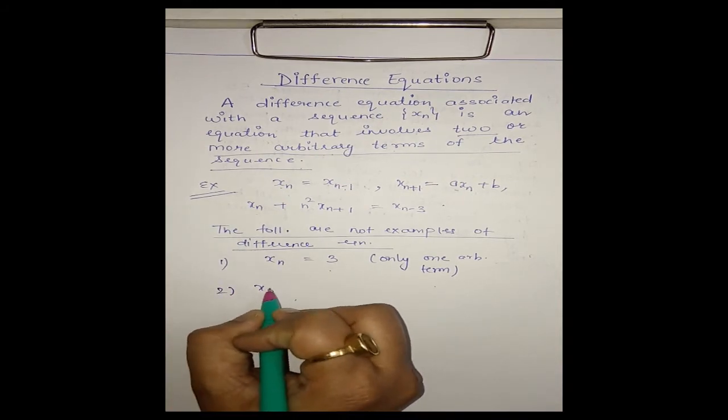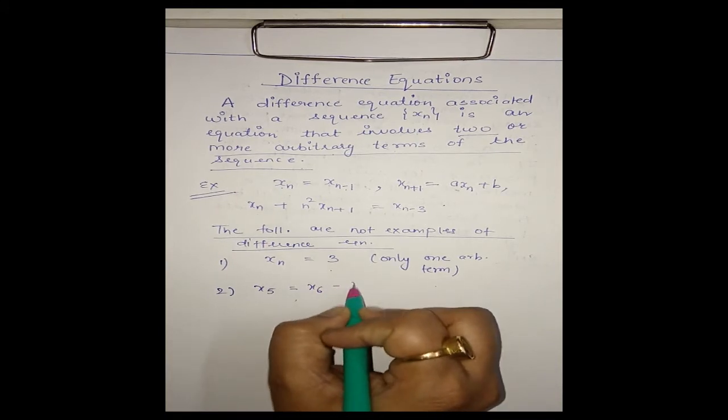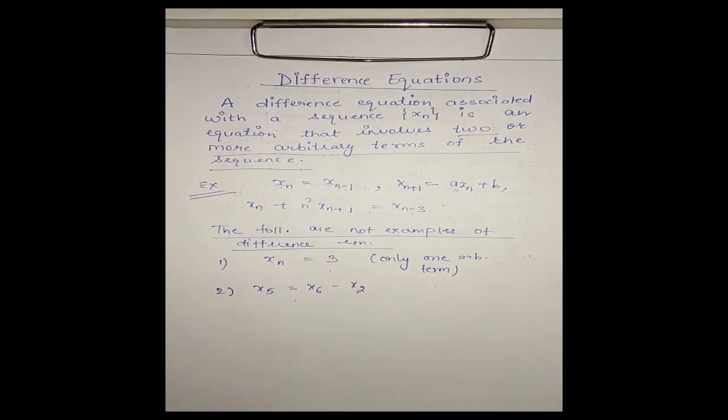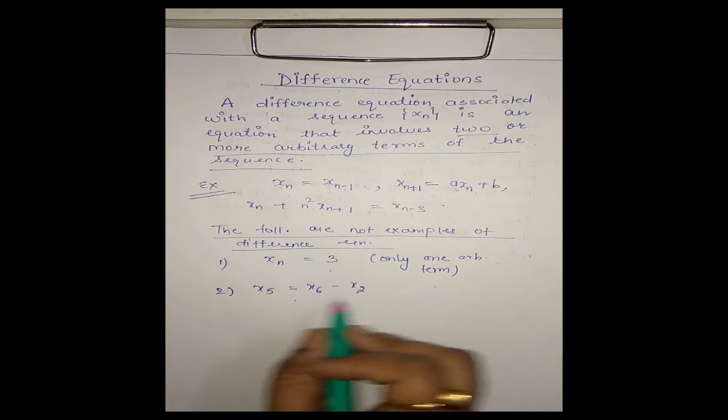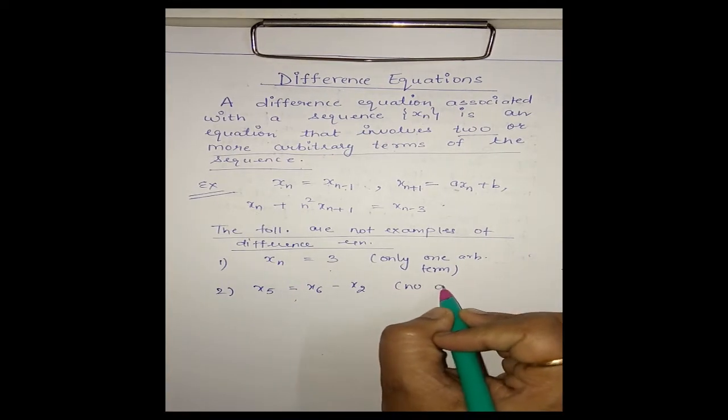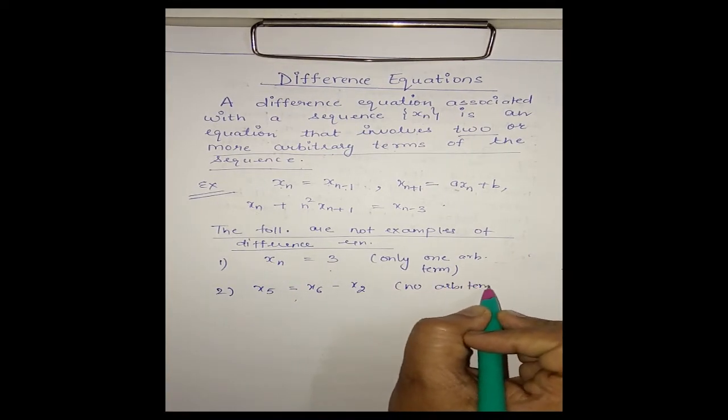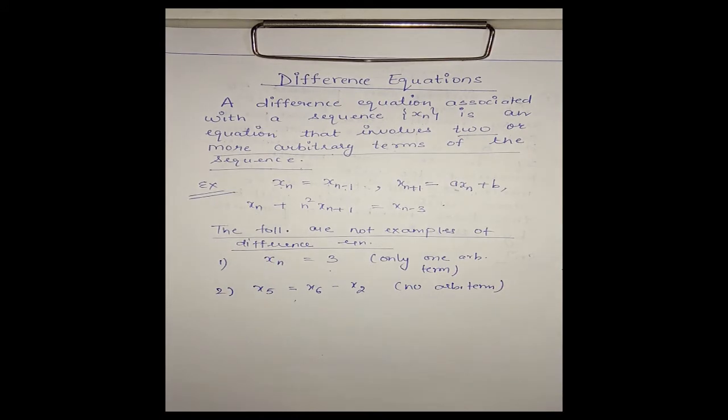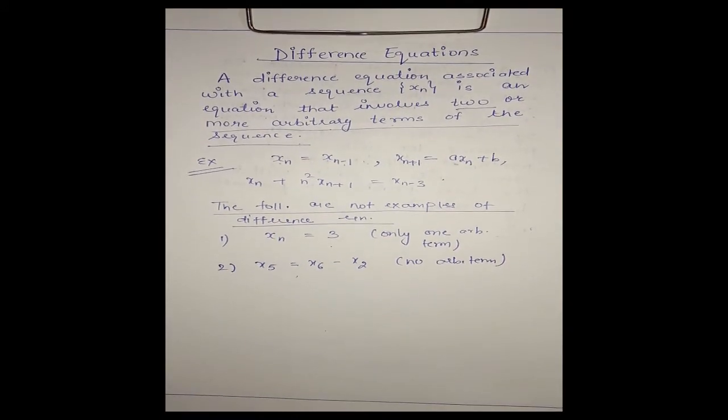Second, x5 is equal to x6 minus x2. This is again not a difference equation since here we have no arbitrary term. No arbitrary term, so it is also not a difference equation. Okay.